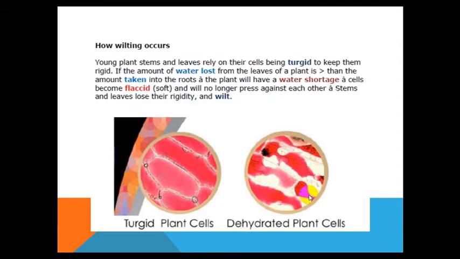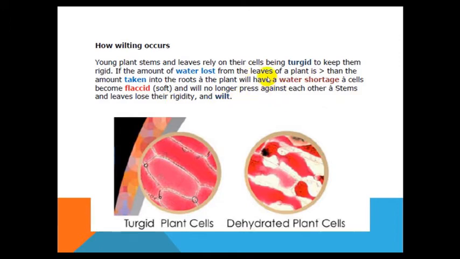So how does wilting occur? Young plant stems and leaves rely on their cells being turgid to keep them rigid. If the amount of water lost from the leaves is greater than the amount taken in by the roots, then the plant will have a shorter water supply, leading the cells to become flaccid, soft, and no longer pressed against each other. So the stem and the leaves will lose their rigidity and wilt.